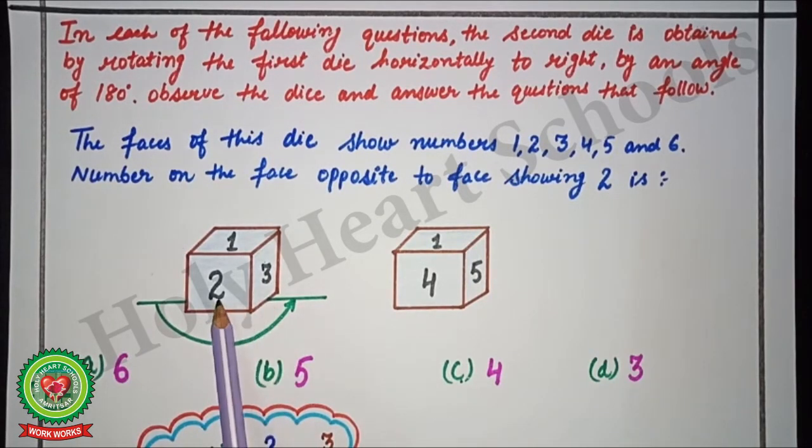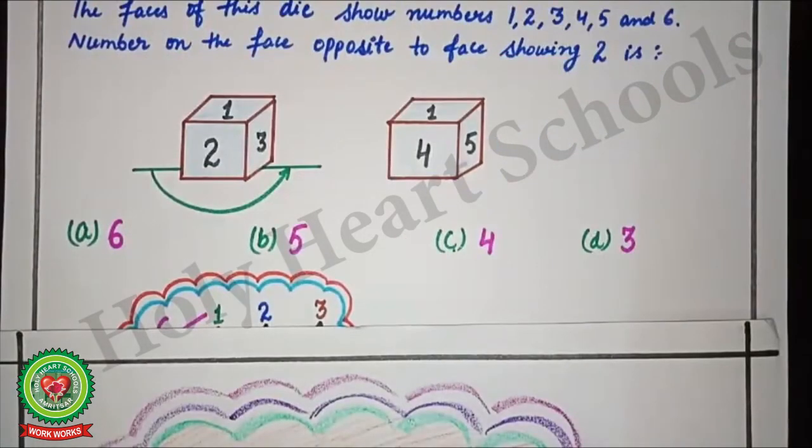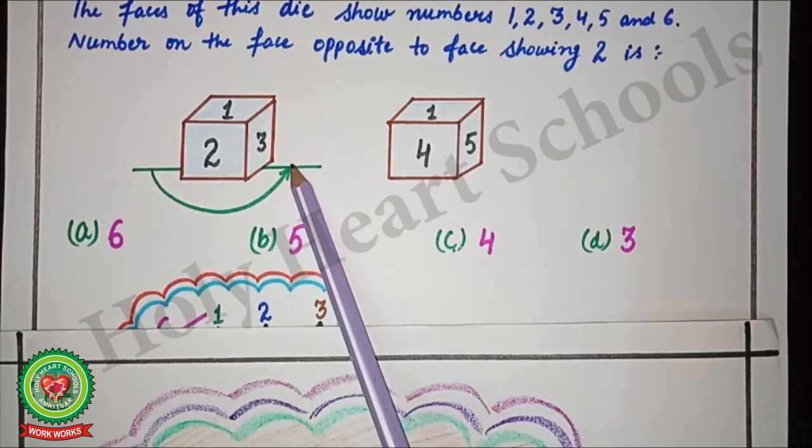Now here you can see that on this die there is the number 2, and we have to see what number will be opposite to this number. They have given us options, so out of these options we have to choose one. So what is the trick for solving these types of questions? Let's understand this. Here you can see that they have given us a direction on this dice. That means we have to move in this direction.